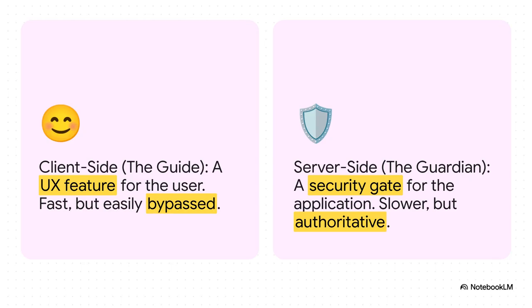You've got client-side validation, our friendly guide. Its role is user experience, it's fast, but it's totally unreliable for security. Then you have server-side validation, our unseen guardian. Its role is pure security. It's a little slower because the data has to travel to the server and back, but it is absolutely essential, and the only authoritative check that matters.